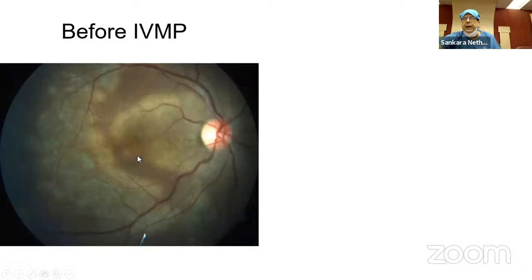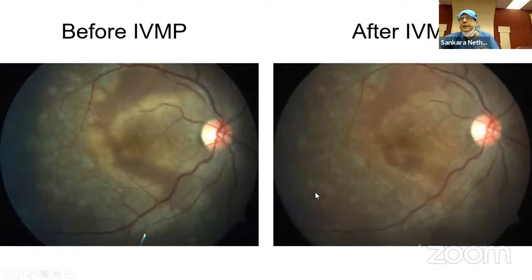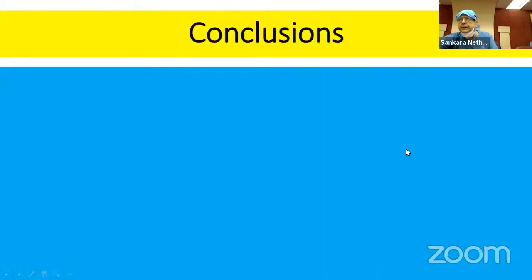Here is the before IVMP. You can see the choroiditis lesion approaching the fovea, and here you can see that the lesions have resolved with well-defined margins. Retinal edema, choroidal edema is gone, and the blood vessels are seen over it clearly.